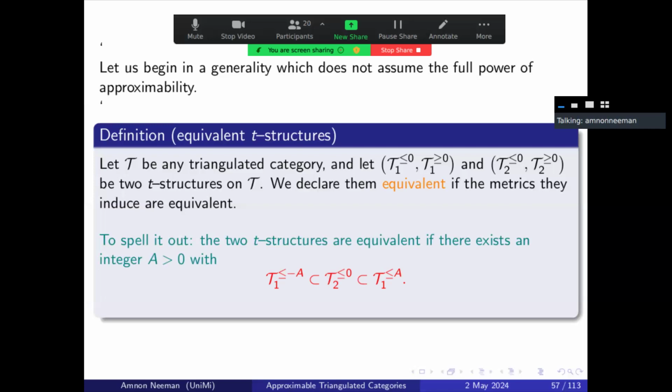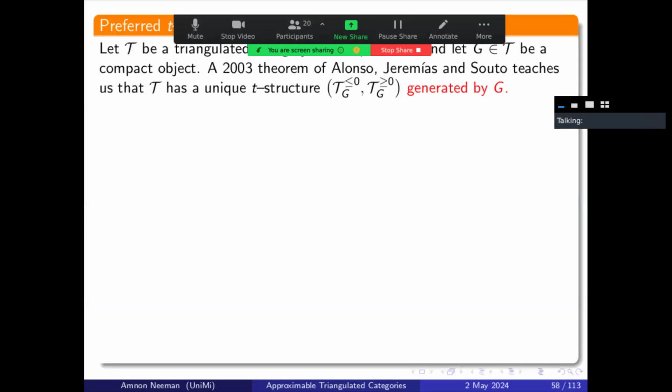contains some small ball with respect to norm 1 and is contained in some large ball. And in T structure terms, this says that T2 less than or equal to 0 contains T1 less than or equal to minus A and is contained in T1 less than or equal to A. Okay, and now we come to an old theorem of Alonso, Jeremias, and Souto, which tells us that if T is a triangulated category with coproducts, and G is any compact object, then there's a unique T structure generated by G.